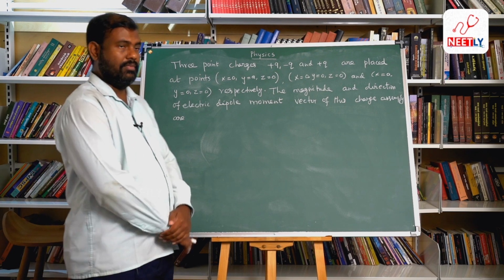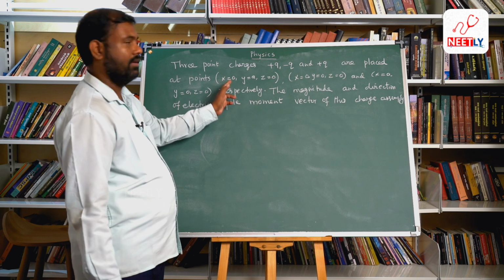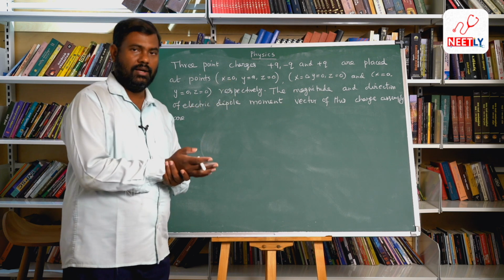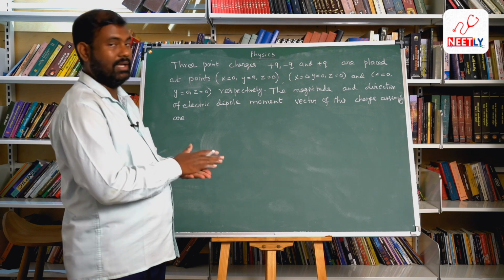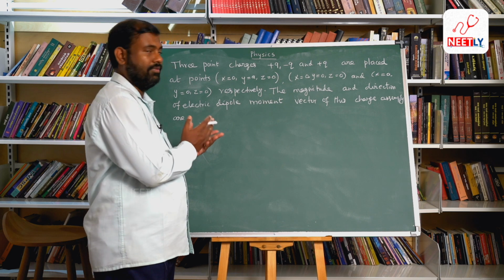So in this problem, we have three charges located at different points. They were given the coordinates. We need to find the magnitude and direction of the electric dipole moment. So we know the general definition, right?